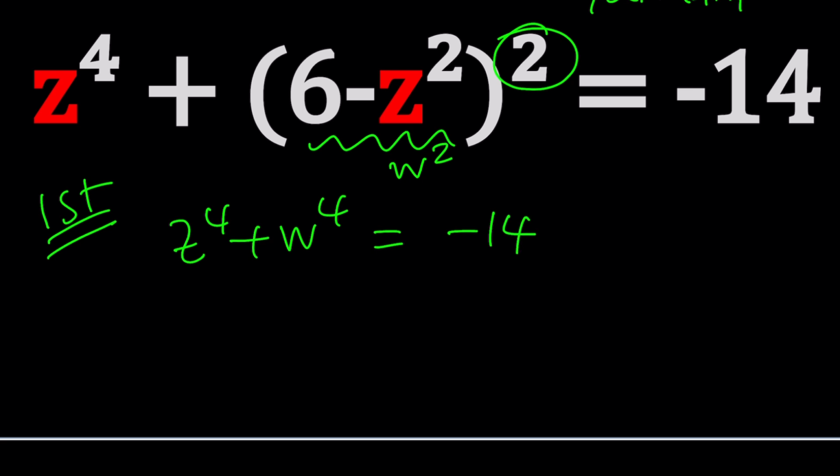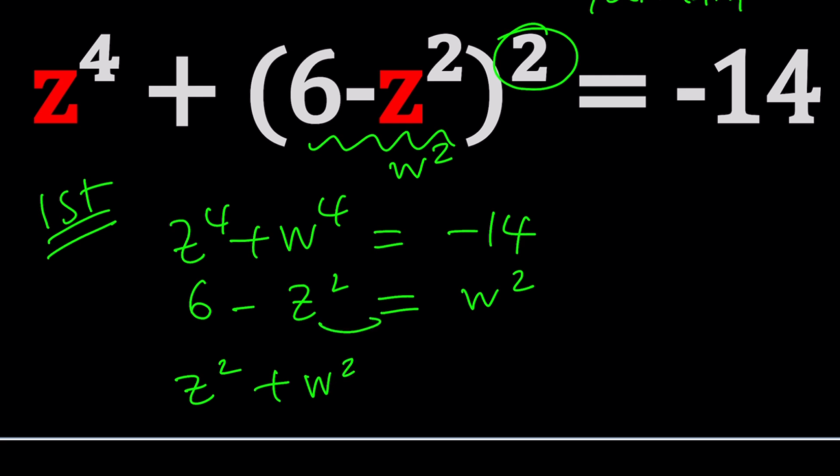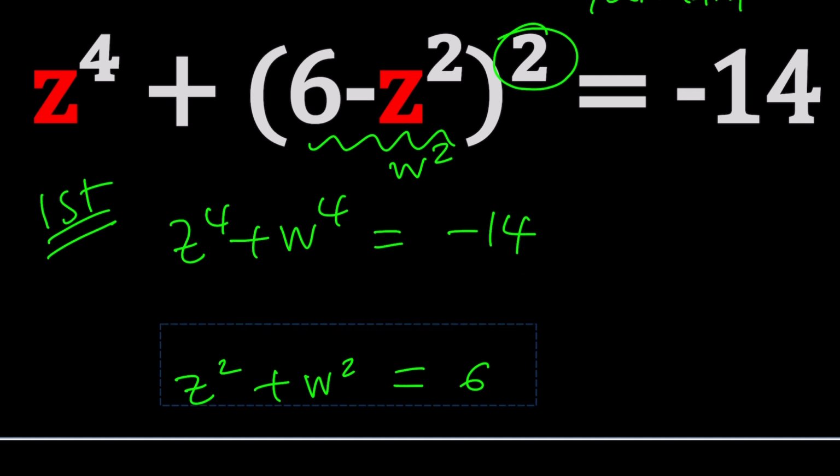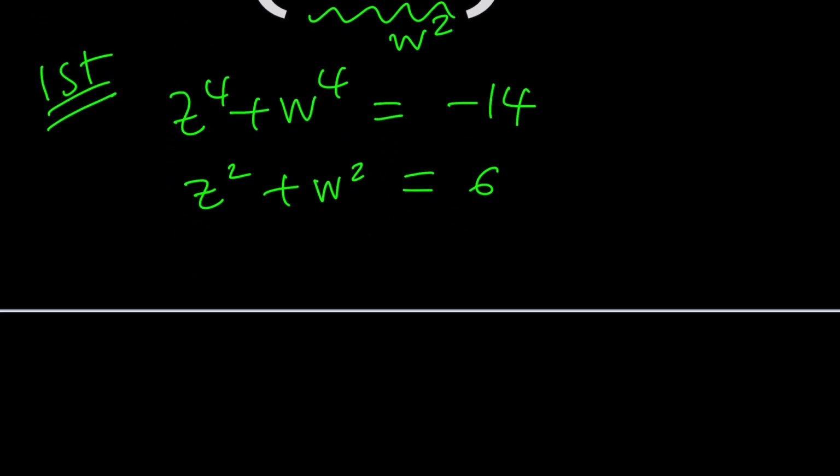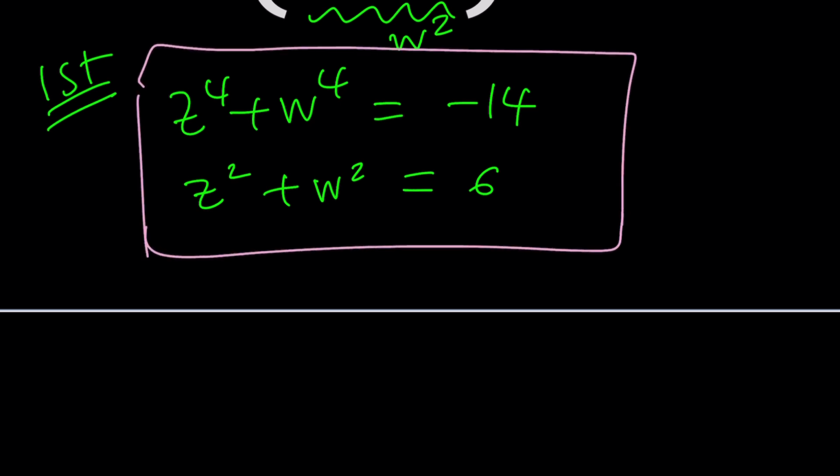And from the substitution, we get 6 minus z squared equals w squared, which implies z squared plus w squared equals 6. Of course, you switch sides. Let's get rid of this, because it's the same thing. And let's bring these closer. Now, we have a nice system. Do you see that? It is nice because we have the sum of fourth powers and we have the sum of squares. So here's what we can do. We can use Vieta's formulas. We can use some identities, symmetric polynomials or something like that.